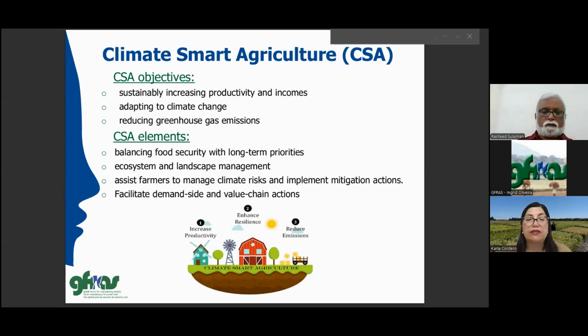Some elements are balancing food security with long-term priorities, ecosystem and landscape management, and assisting the farmer to manage climate risk and implement mitigation actions, which are crucial. The role played by extension advisory services also facilitates demand side and value chain actions.